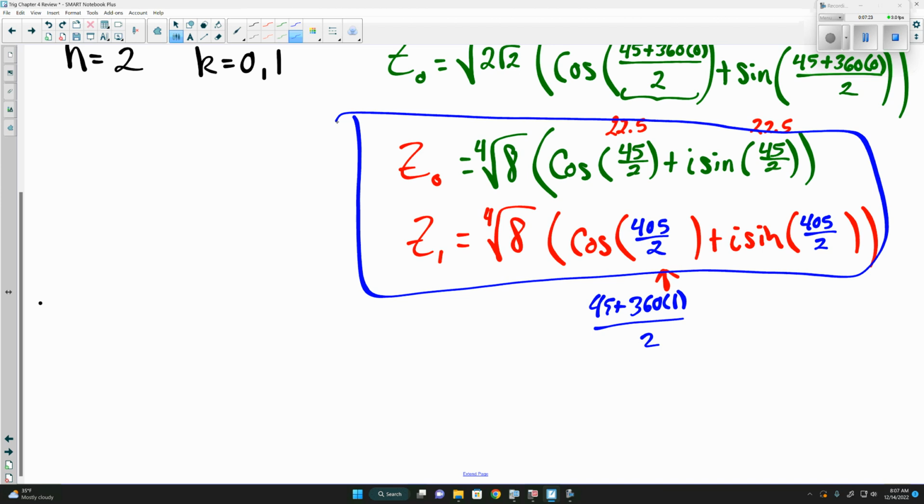Questions on this here? Now with the 405 over 2, you could have rewritten that as 202.5. You can write it as the decimal version of it. I would take either. Questions on these here?